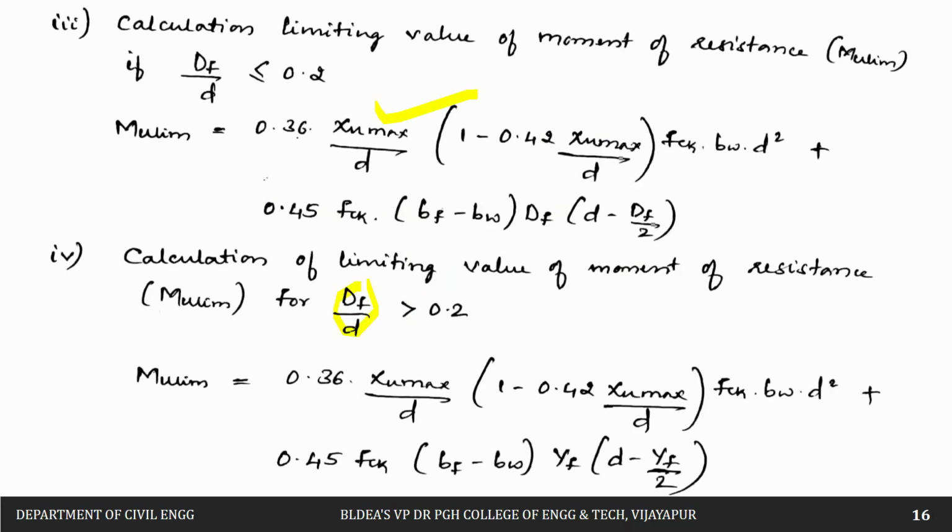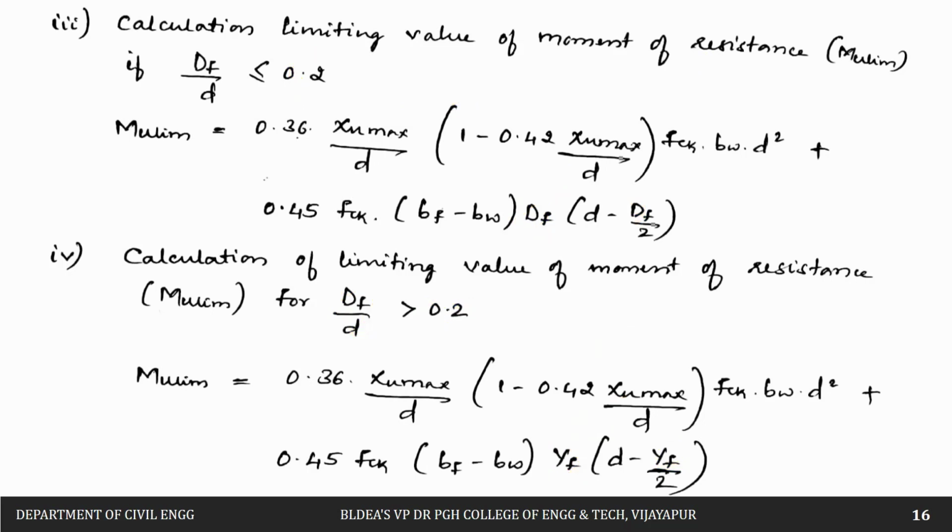Then next, if df by d is greater than 0.2, instead of df in this equation, we are going to use yf. Only that is the change. If it is less than 0.2, this is the equation. If it is greater than 0.2, this is the equation.